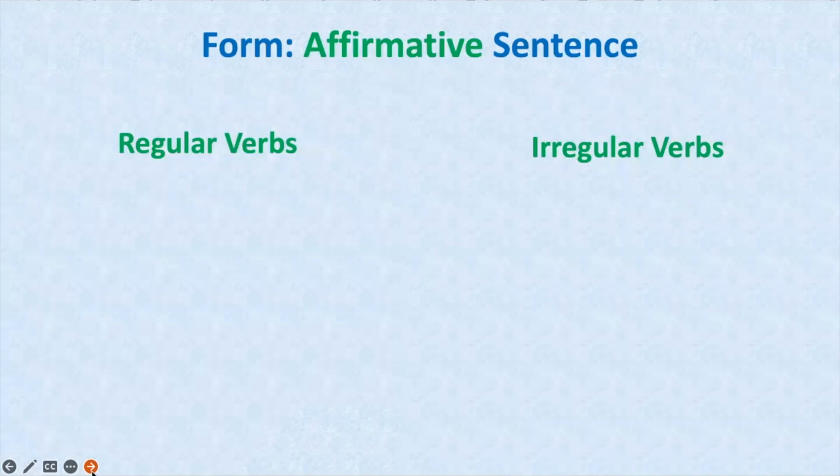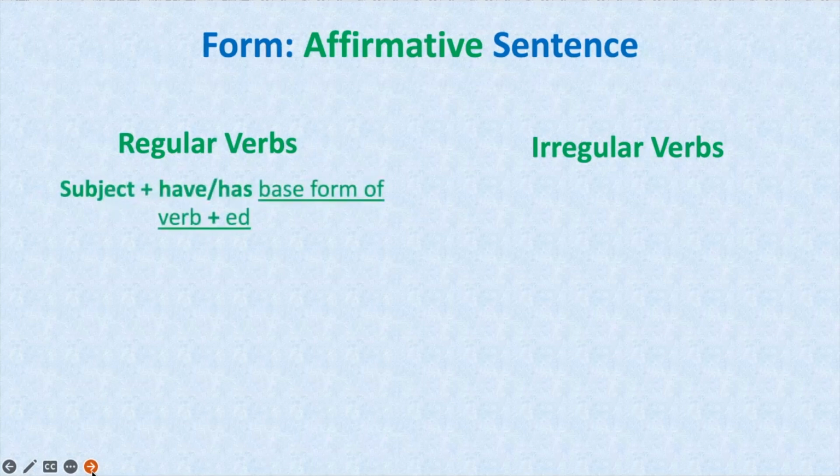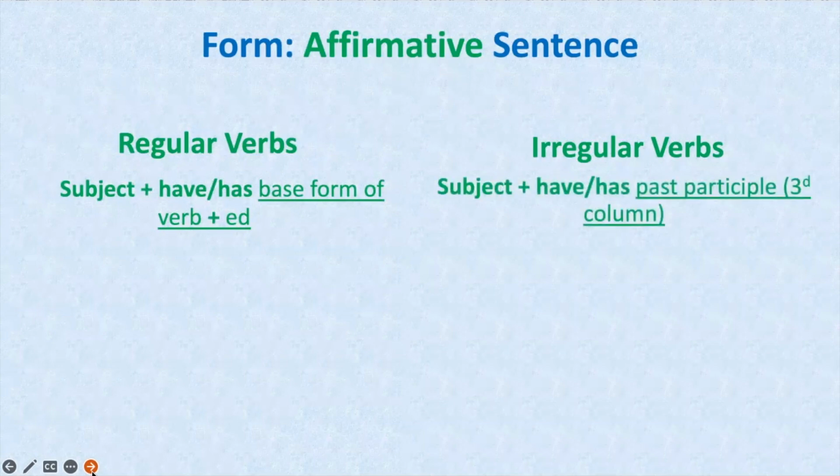Let's look at the affirmative sentence form. When we are talking present perfect, you have to remember that the sentence structure will differ whether you use regular verbs or irregular verbs. To make an affirmative sentence in present perfect using a regular verb, you need to use a subject, then you need to add an auxiliary verb have or has, plus base form of the verb plus ed. To make a sentence using an irregular verb, you start with a subject, then you add the auxiliary have or has, and you add the past participle, or the third column verb, the third form of the verb.